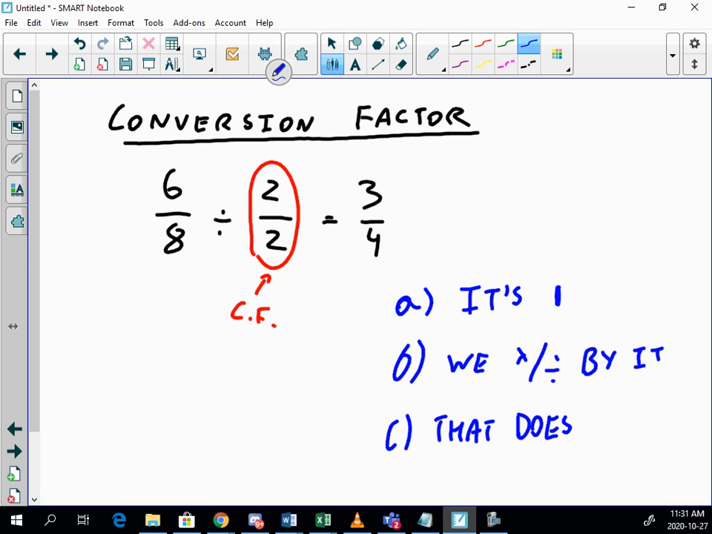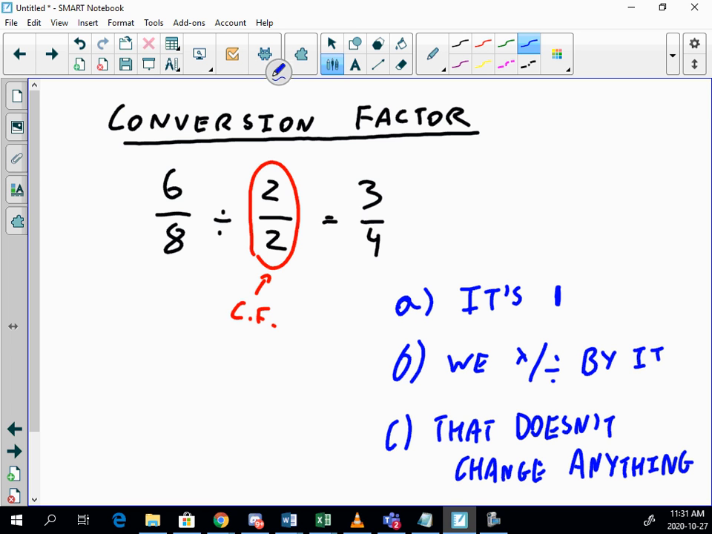So why would we ever use conversion factors? Well, generally speaking, we use them when something is in one form that we don't like, a fraction not in lowest terms, and we want to change it to something in a form that we do like, a fraction in lowest terms. So that's the general theory here behind using these conversion factors.